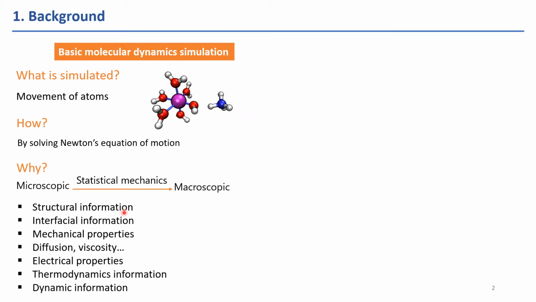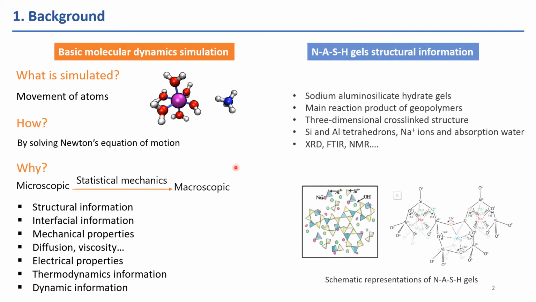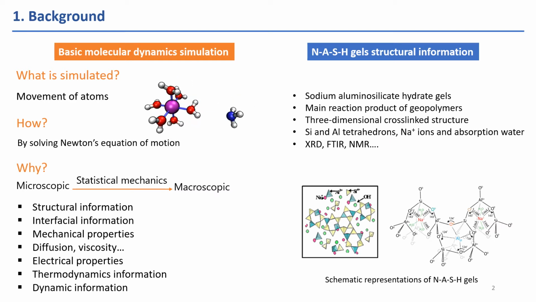Another thing, my research object is nostrils. We all know nostril is the main reaction product of geopolymers. When we describe nostrils, we always hear some familiar phrases like three-dimensional cross-linked structure, linked by silicon and alumina tetrahedrons, right? Actually, people already do their best to study nostril with all available experimental techniques.